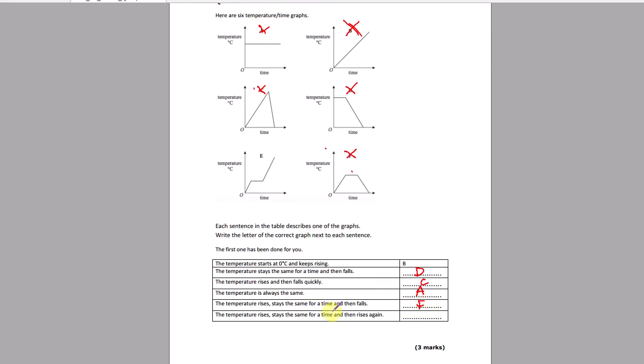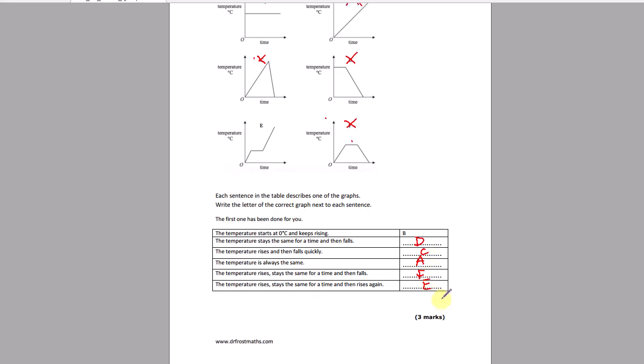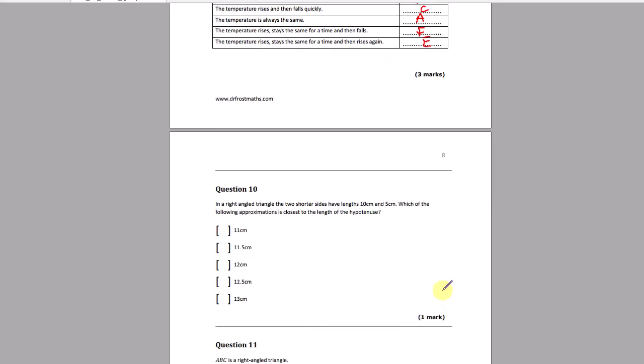Let's make sure this description matches E in case there's a mistake. The temperature rises, stays the same for a fixed time, and then rises again. Yeah, that was E. So once you've got 2 or 3 of those, you get 1 mark. You get another 1, you've probably got the second mark, and then the final 2 should sort each other out.